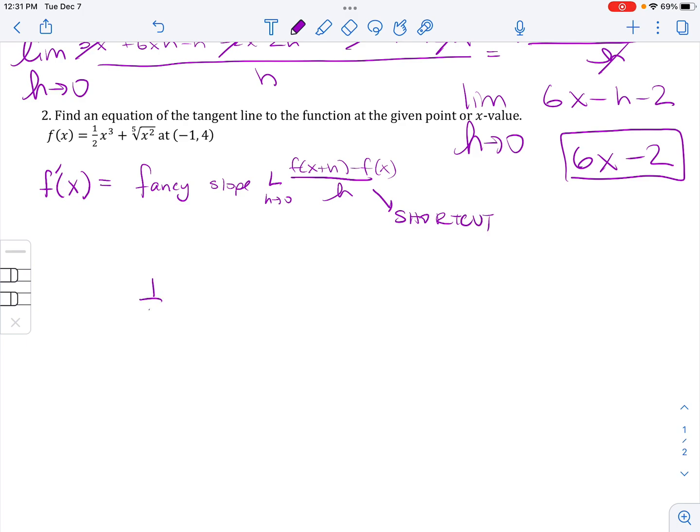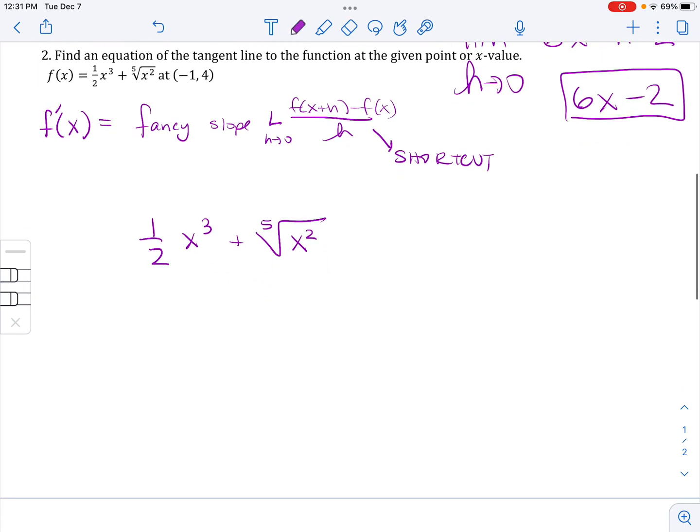Again, I've got 1/2 x cubed plus the 5th root of x squared. So if I want to do the shortcut, we take the number as an exponent and always multiply it by this coefficient. So these are always going to be multiplied. And since this one doesn't look like this one, I want to turn this into this. So if you remember, we talked about this in class, if you want to rewrite a radical, it can be written as a fractional exponent. So the index, this thing in the corner, is always the denominator, and the exponent the x is attached to is always the numerator. So what I really have is this.